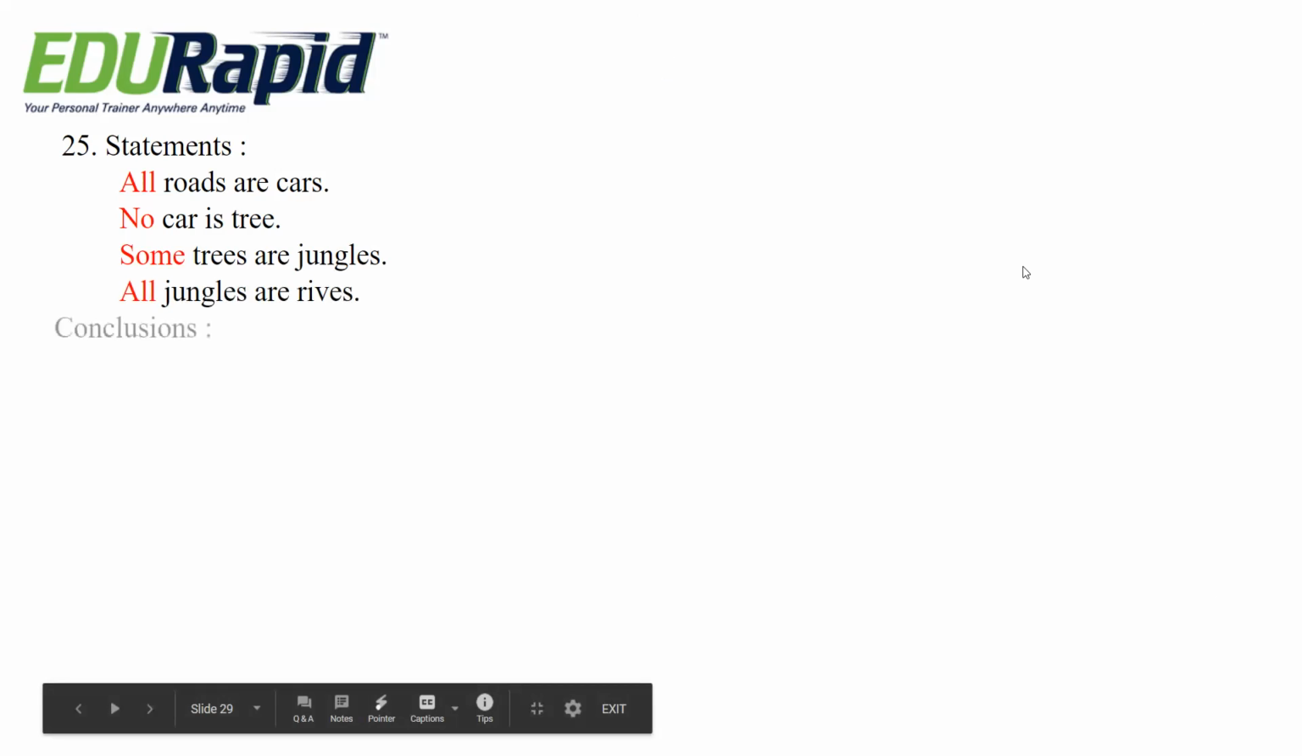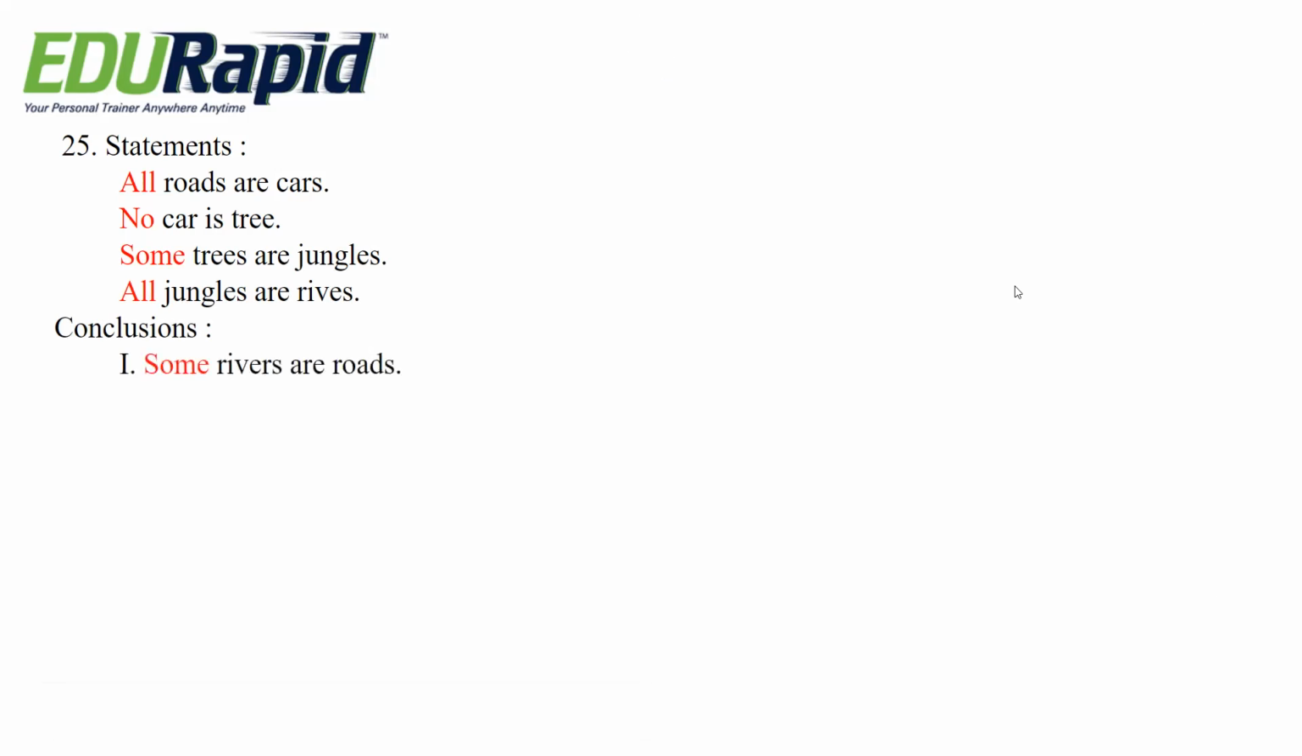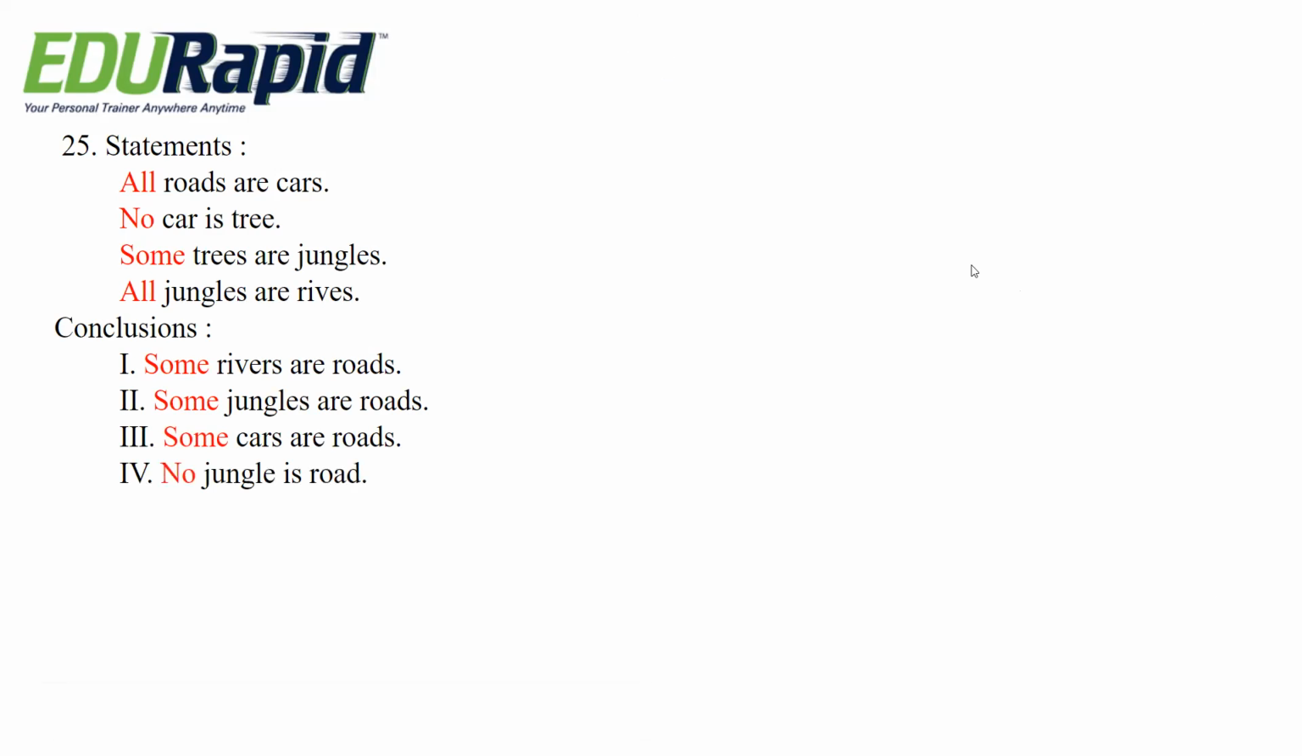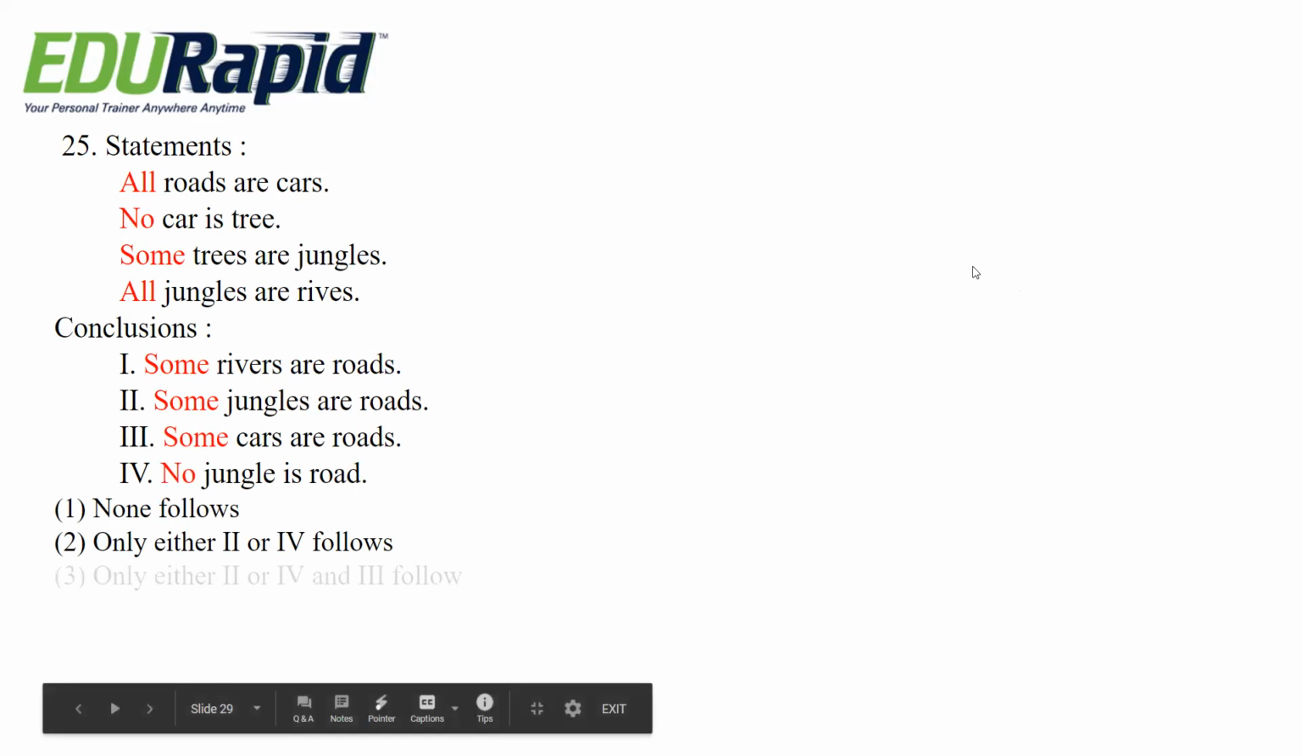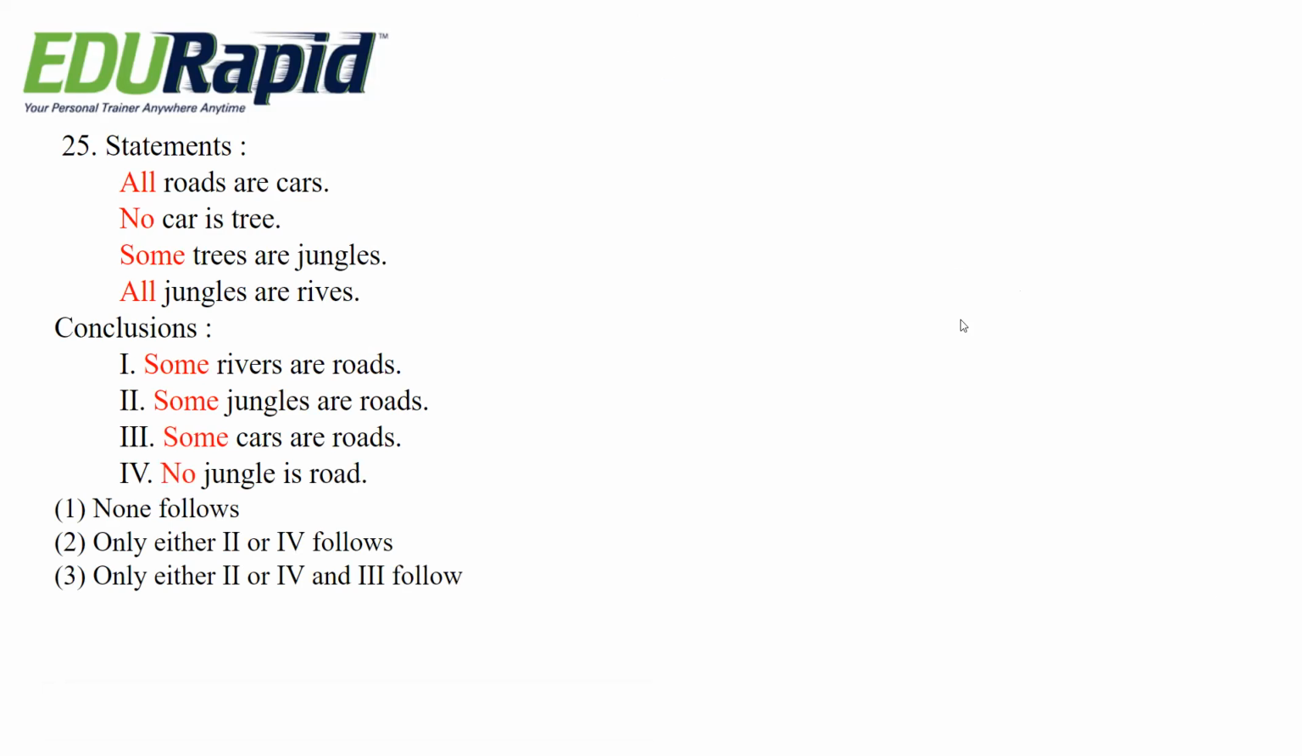Coming to the next question, statements. All roads are cars. No car is tree. Some trees are jungles. All jungles are rivers. Conclusions. Some rivers are roads. Some jungles are roads. Some cars are roads. No jungle is road. Options. None follows. Only either 2 or 4 follows. Only either 2 or 4 follows, and also conclusion 3 follows. Only 3 and 4 follow. Only either 2 or 3 follows, and conclusion 1 and 3 follow.